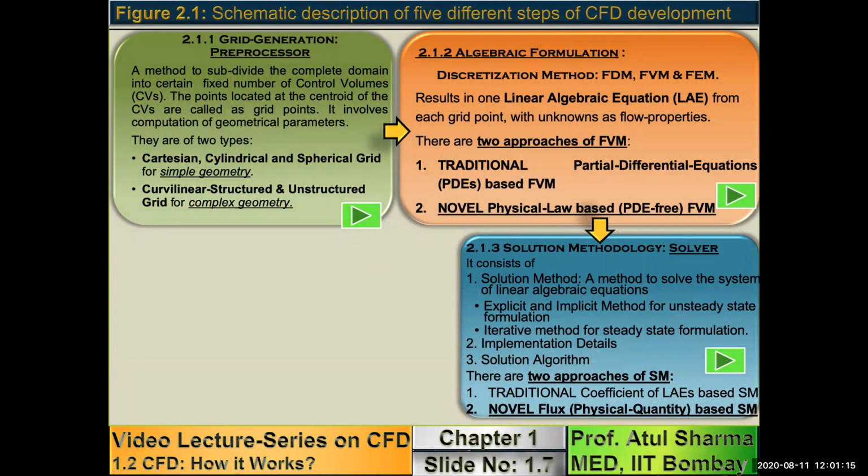After the pixel generation, the second step, as I mentioned, was algebraic formulation. If we have 25 yellow circles, by using this physical law-based finite volume method, 25 linear algebraic equations are derived. And for the 20 blue circles, which I had mentioned in the grid generation, the linear algebraic formulation involves finite difference. Once you have obtained this system of algebraic equations corresponding to the yellow and blue pixels, the next step is solution methodology. We have to solve the system of algebraic equations. Note that the number of algebraic equations is equal to the number of unknowns.